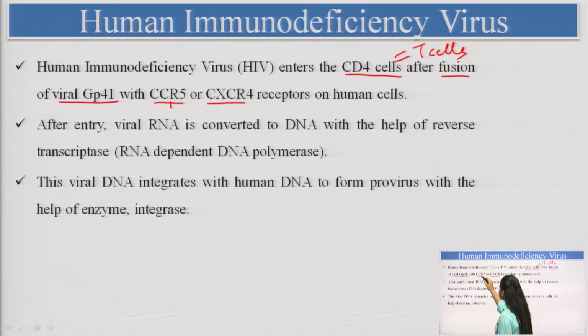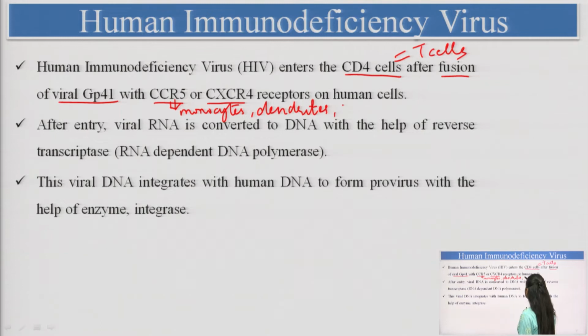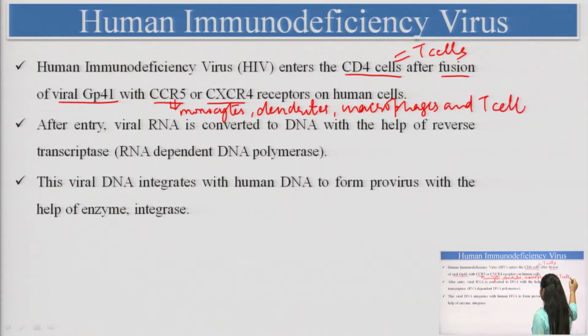CCR5 co-receptors are present on the monocytes, dendrites, macrophages and other T cells. CXCR4 is generally present on the T cells.